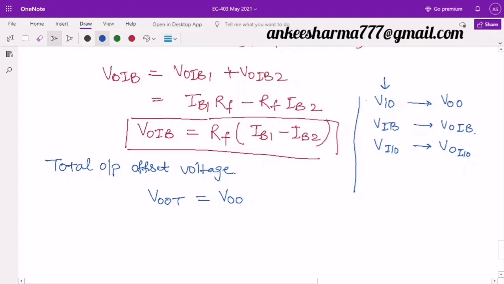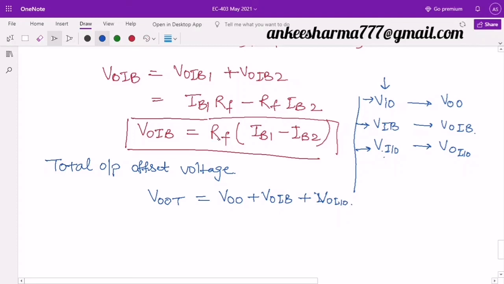This is for the input offset voltage, this is for the input bias currents, and the third one, sorry, this one is the input offset current, and this is for the input bias current. So over here we can say VOOT is equal to VOO due to the input offset, plus VOIB, that is the input bias current, the average of IB1 and IB2, and one more effect is there, that is due to the input offset currents, which is VOIIO. Right.